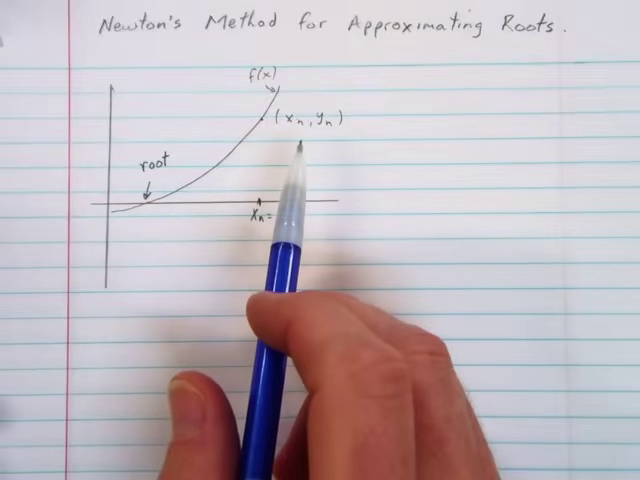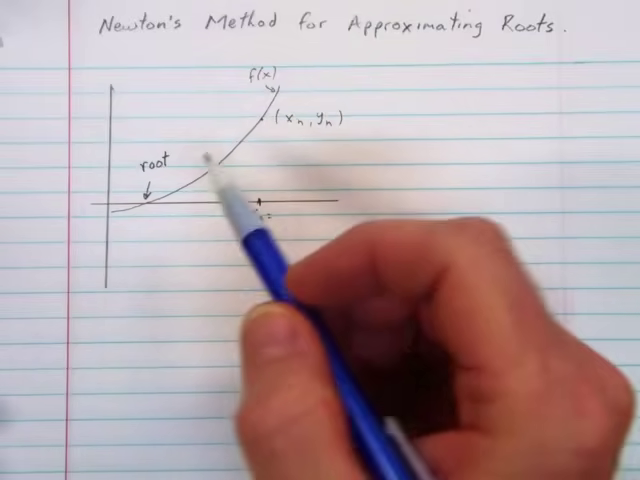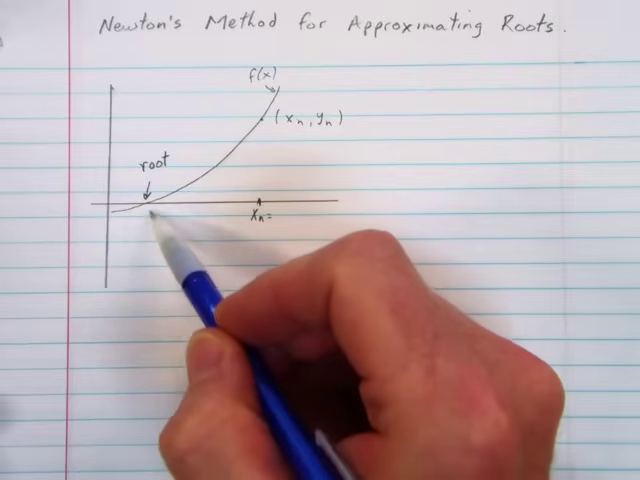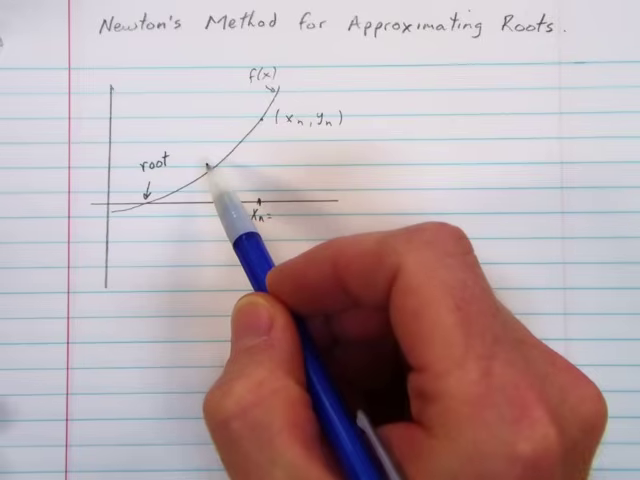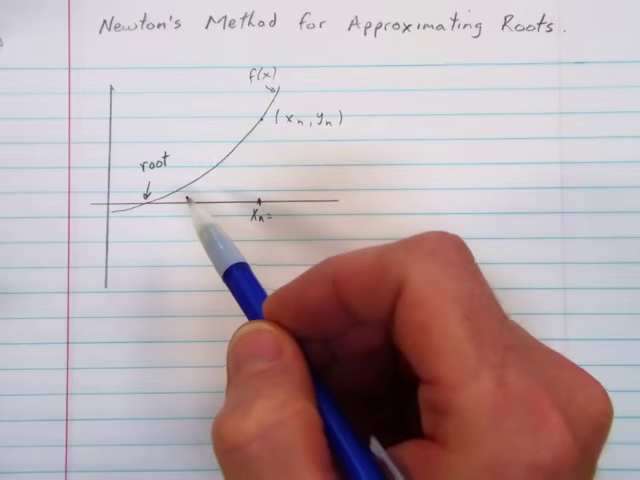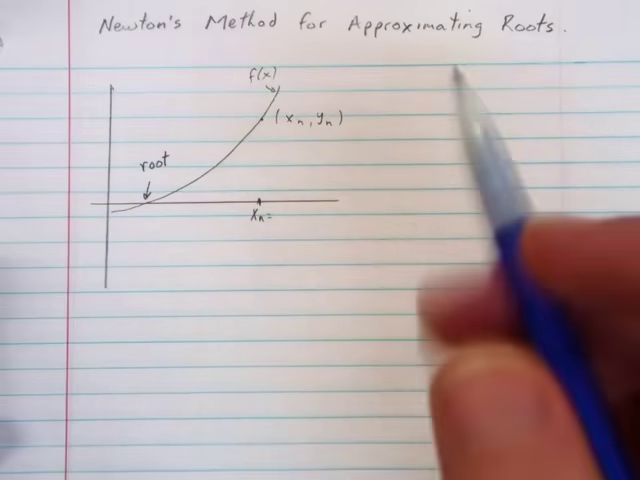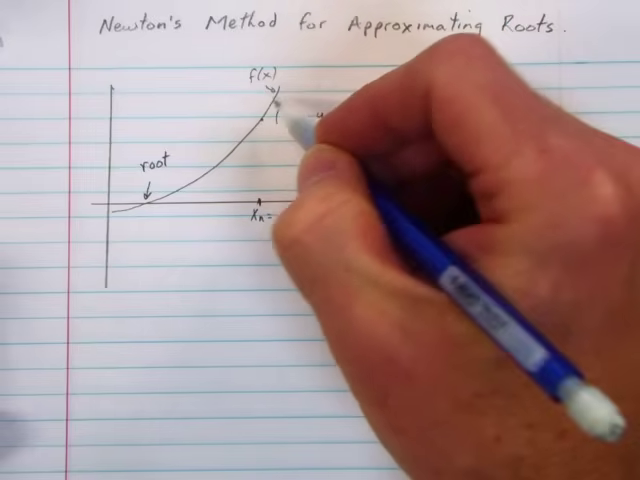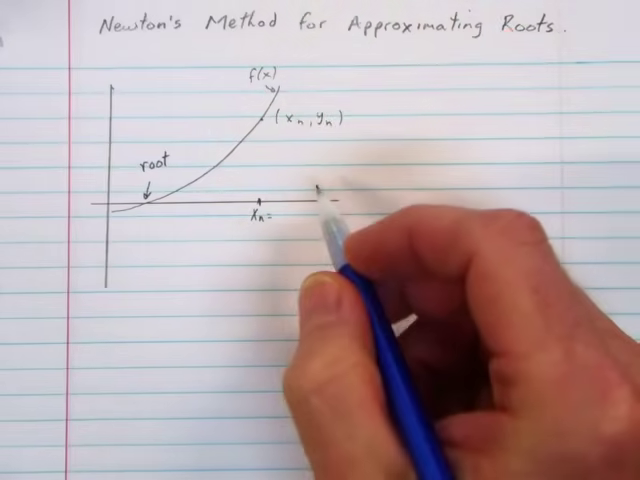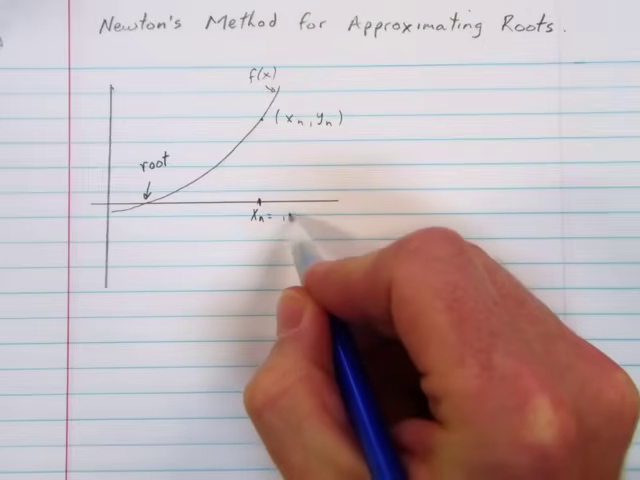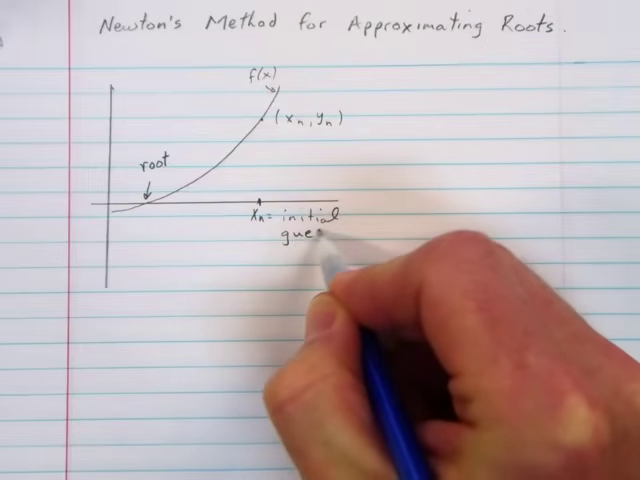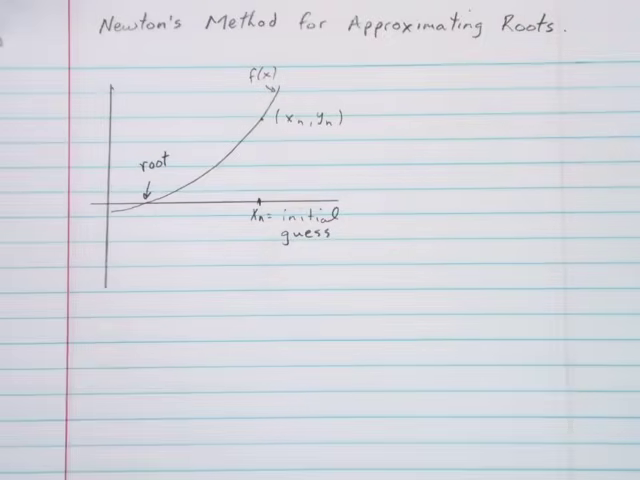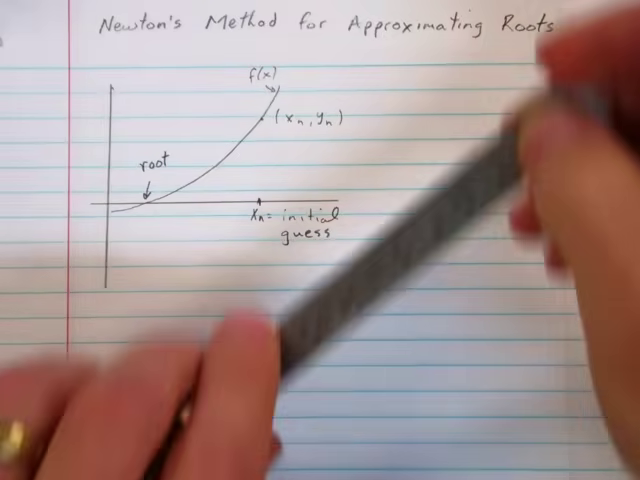Newton's method for approximating roots. Our goal here is to find the approximation of this root of this function. We're going to do this using calculus. So we start off with some x value, and we're going to call this our initial guess. So that's going to be our initial approximation.